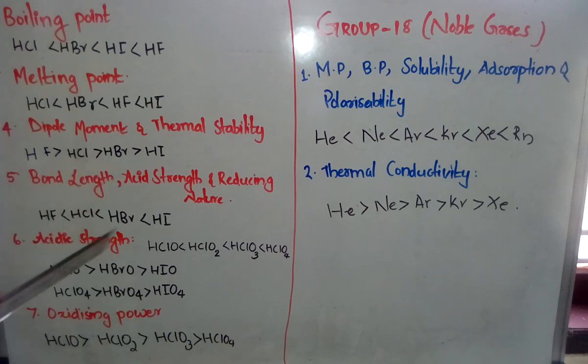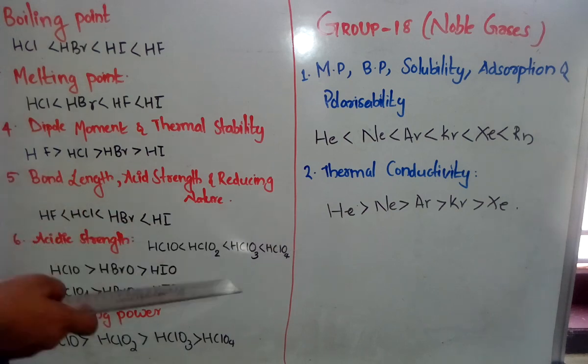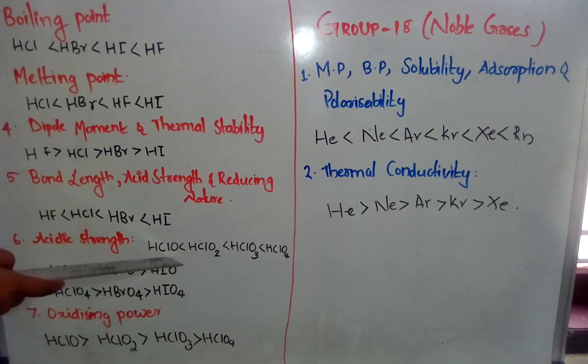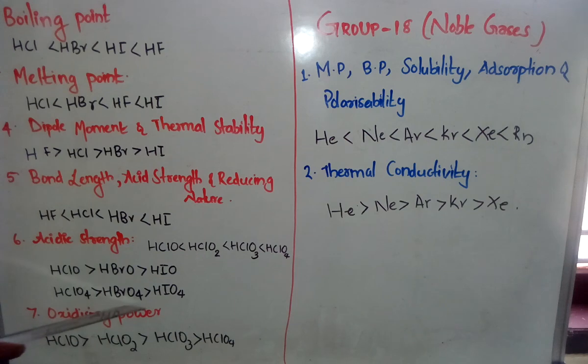Then acidic strength. Here oxo acids are considered at first, out of which HClO4 will be the strongest acid, and HClO will be the weakest acid. Then among HClO, HBrO and HIO, HClO will have the greatest acidity. Similar is the trend in HClO4, HBrO4 and HIO4, where HClO4 is the strongest acid.